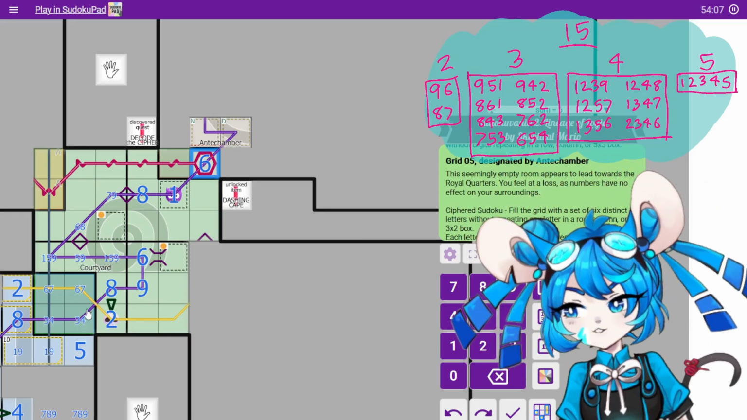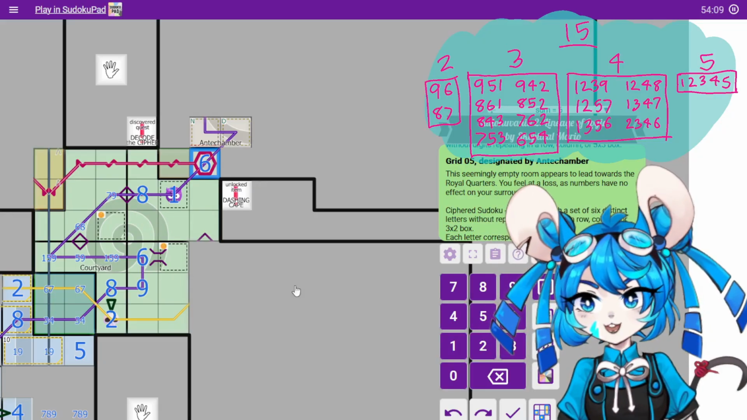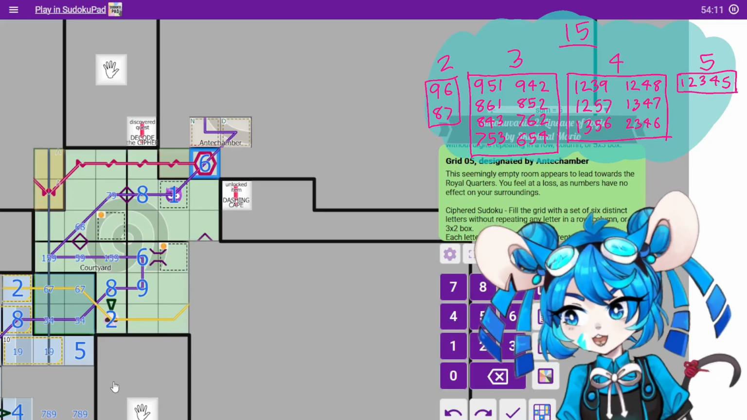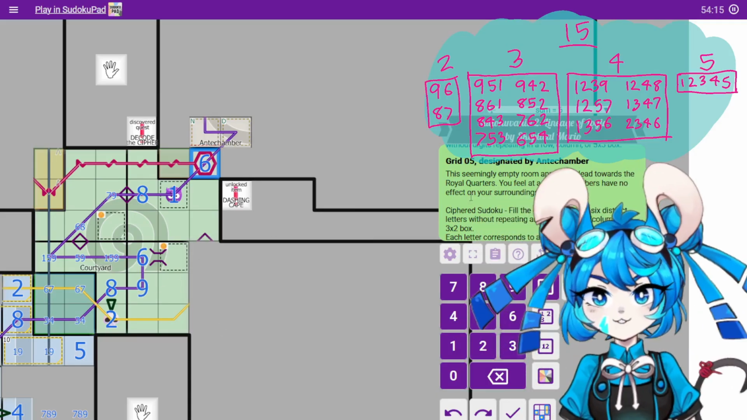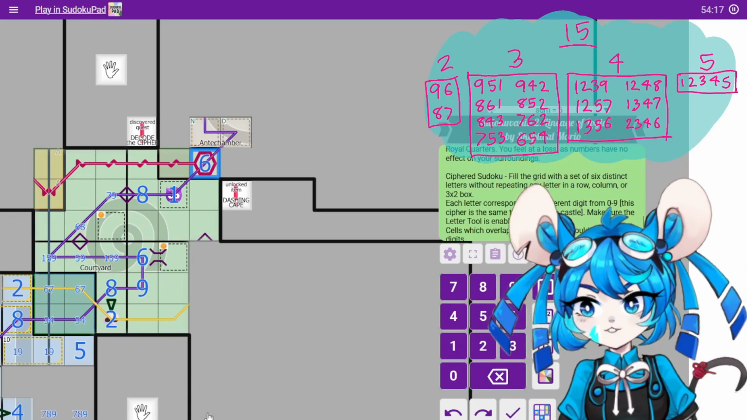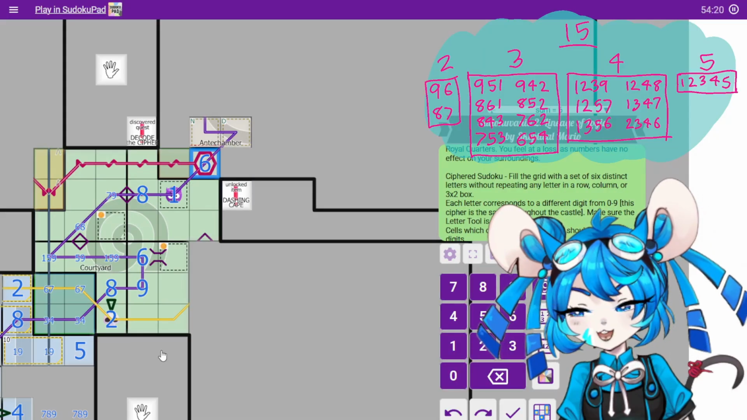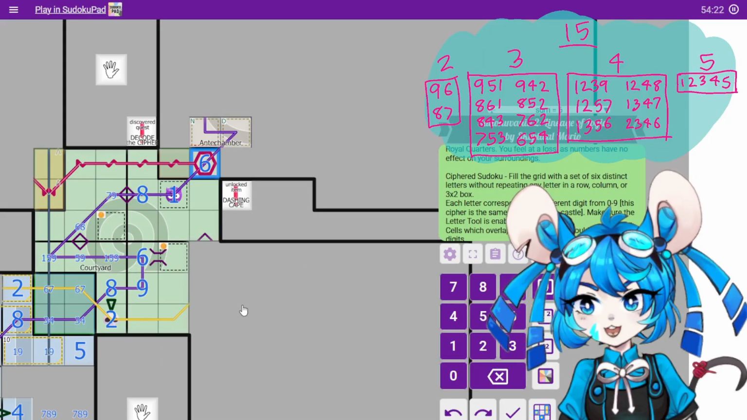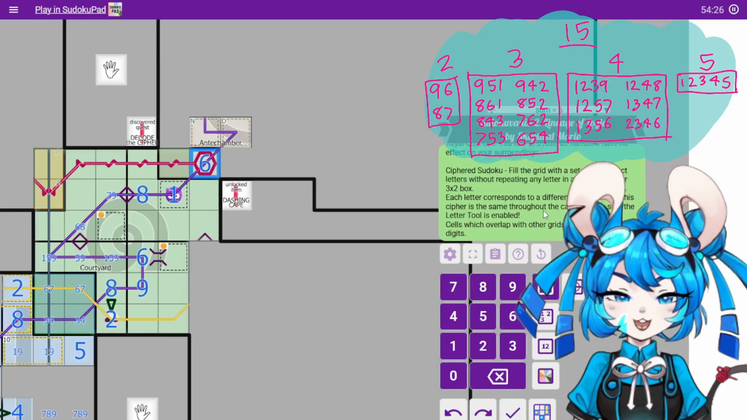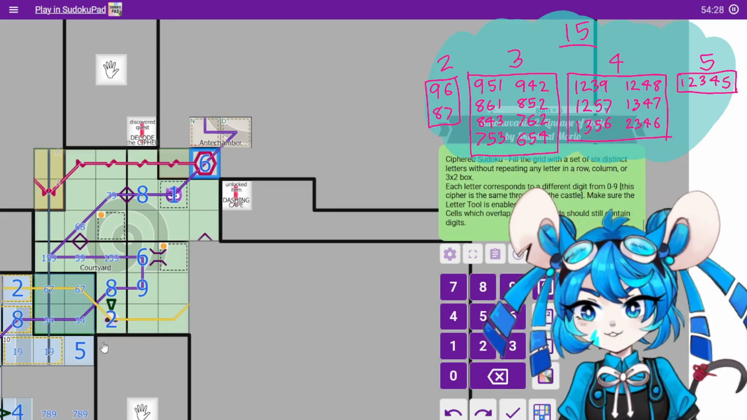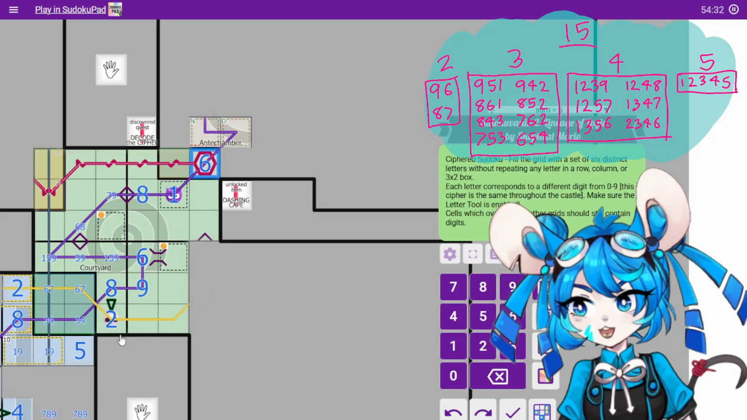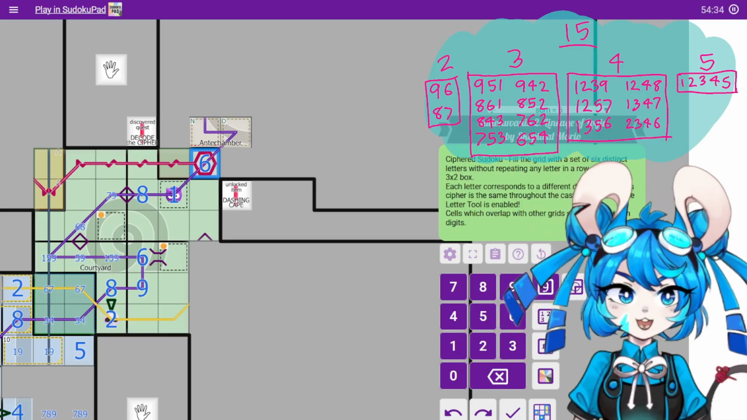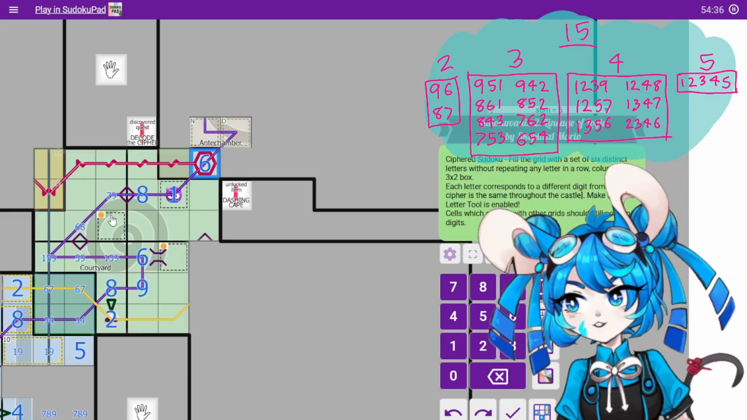This seemingly empty room appears to lead towards the royal quarters. You feel at a loss as numbers have no effect on your surroundings. Ciphered Sudoku. Fill the grid with a set of 6 distinct letters without repeating any letter in a row, column, or 3x2 box. Each letter corresponds to a different digit from 0 to 9. The cipher is the same throughout the castle. Make sure you have the letter tool enabled. Cells which overlap with other grids should still contain digits.